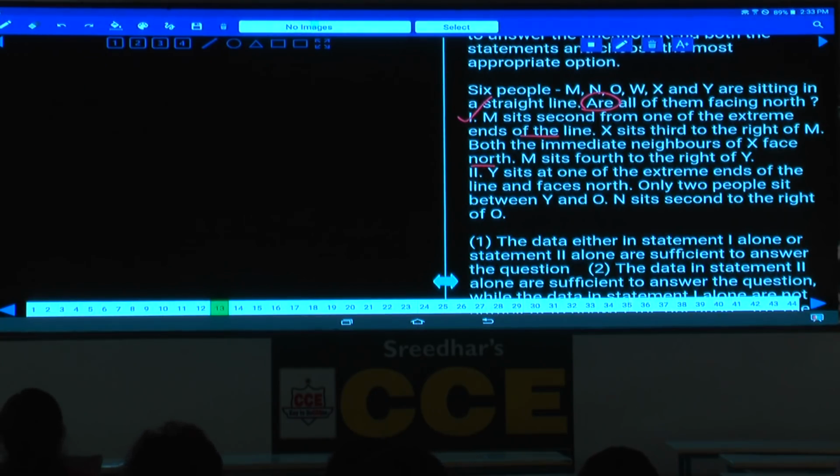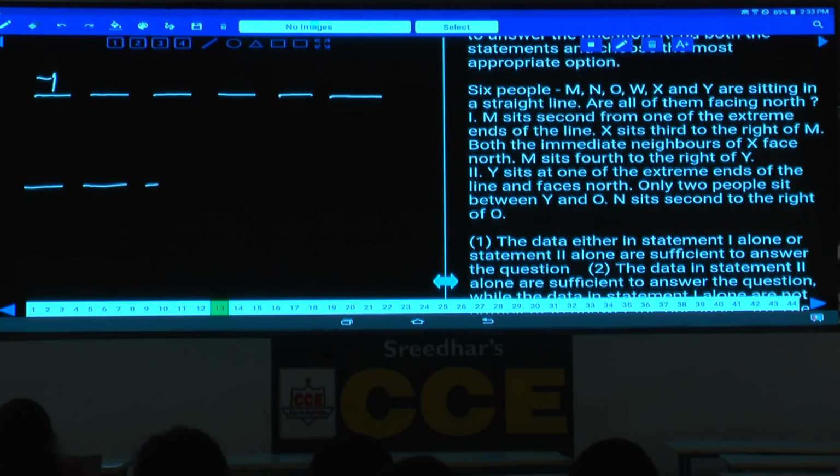Then condition number 2. Now in this condition number 2, what is given here? Y sits at one of the extreme ends of the line. How many people are there? There are 6 people. Y at this place, and what is the second possibility? Y can be at this place. Y sits at one of the extreme ends of the line and faces north. Who is facing north here? Y is facing north.